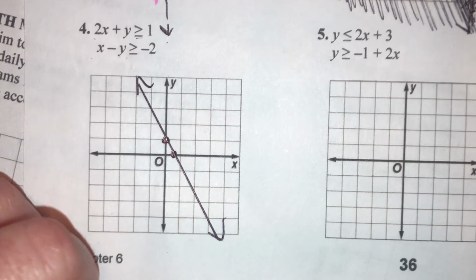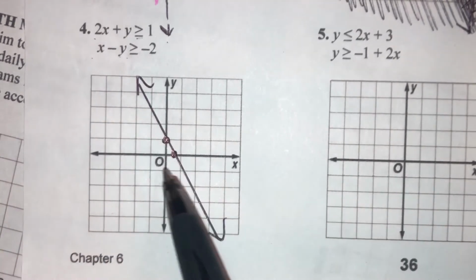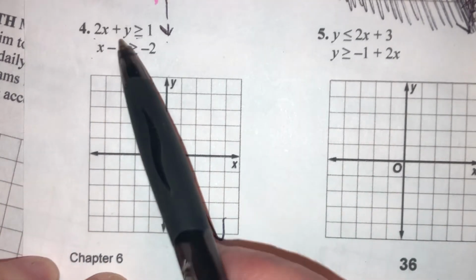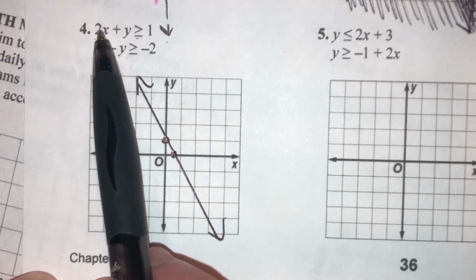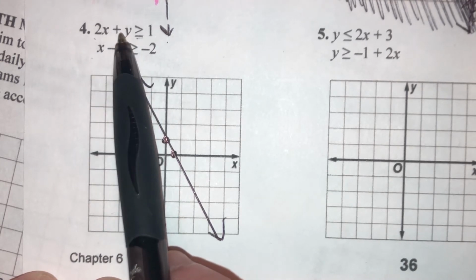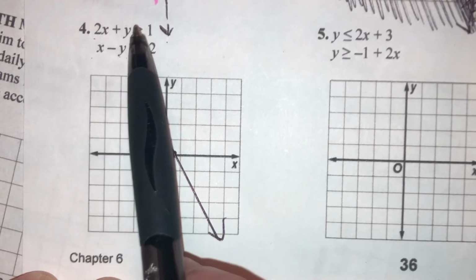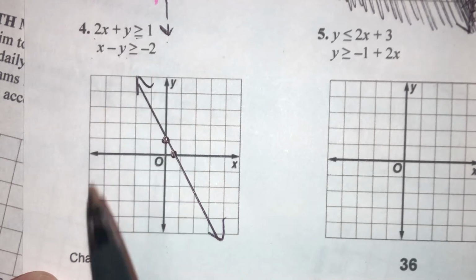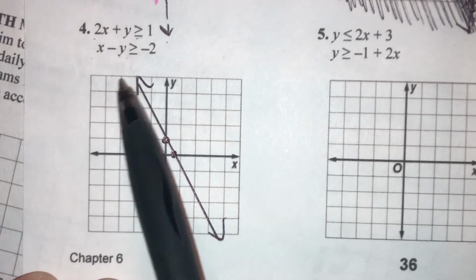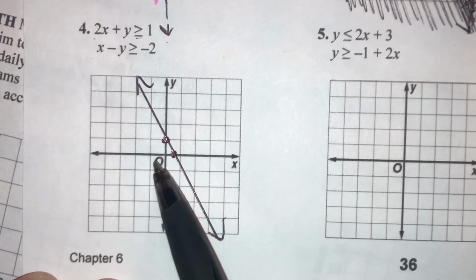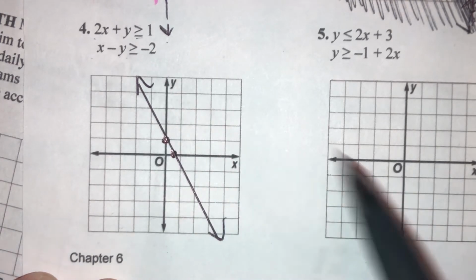There's 1. And I got to figure out which way to shade, right? So I'm going to pick 0, 0 right here, plug it in, see if it works. Plug a 0 in here, 0 in here, 0 plus 0 is 0. Is 0 greater than 1? No, that doesn't work. So I'm not going to shade this way where 0, 0 is. I'm going to shade the other way.